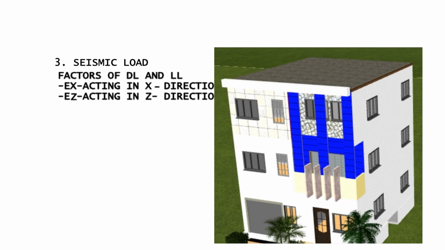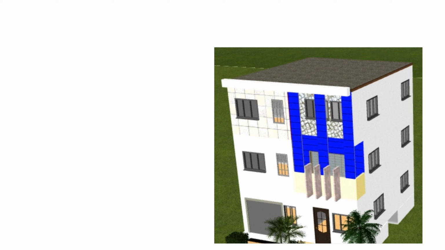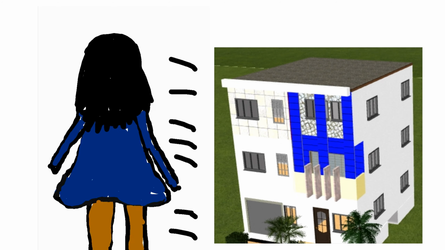Now the next load is the seismic loads. These are factors of dead load and live load, which causes horizontal thrust in members. Number four is wind loads. This is due to wind acting on vertical surfaces. In case of roof having less weight, the force causes uplift.